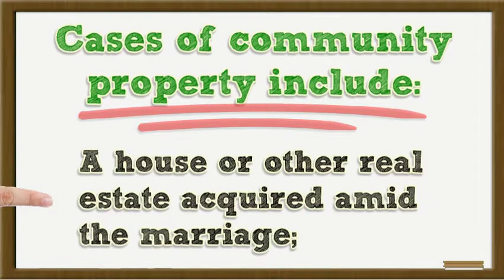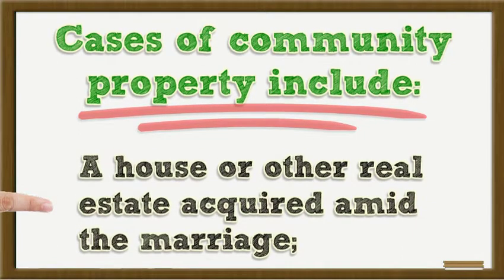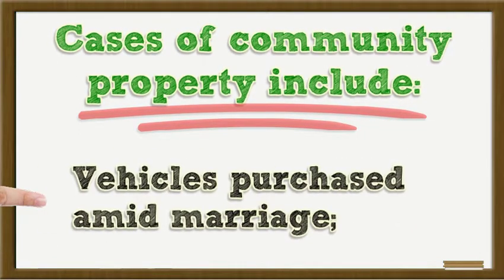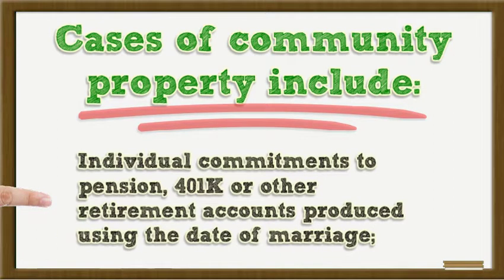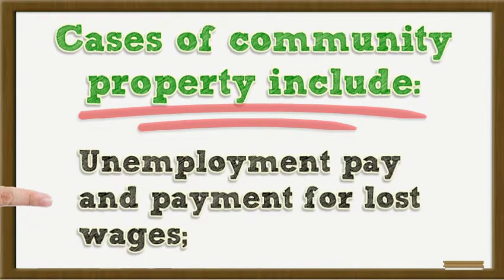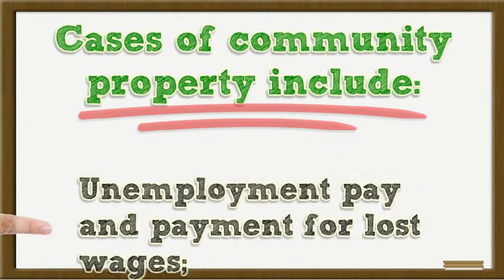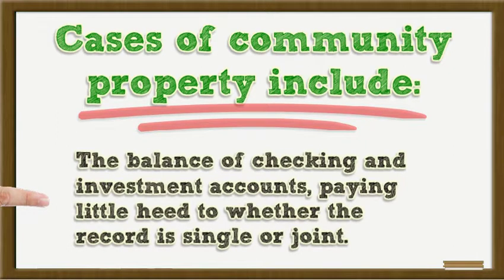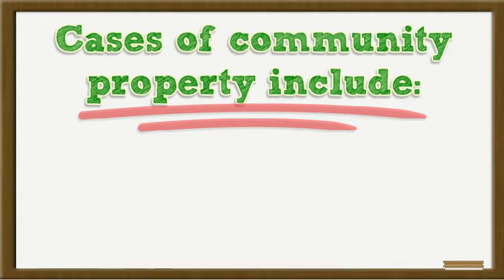A house or other real estate acquired amid the marriage. Vehicles purchased amid marriage. Individual commitments to pension, 401k or other retirement accounts produced using the date of marriage. Unemployment pay and payment for lost wages. The balance of checking and investment accounts, paying little heed to whether the record is single or joint.